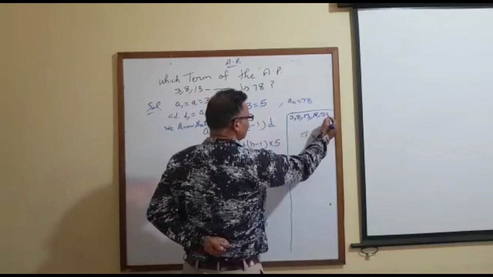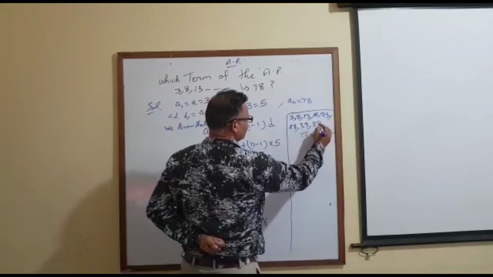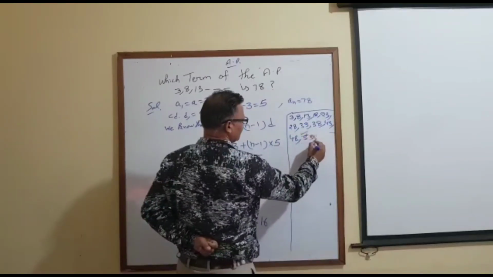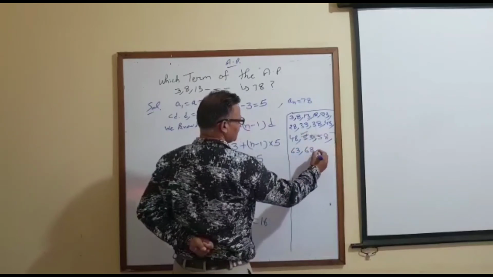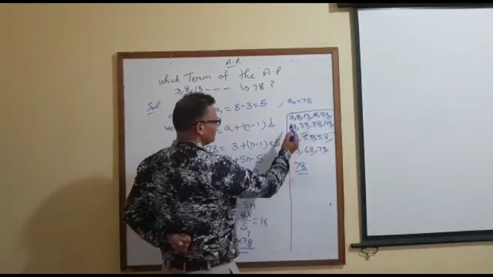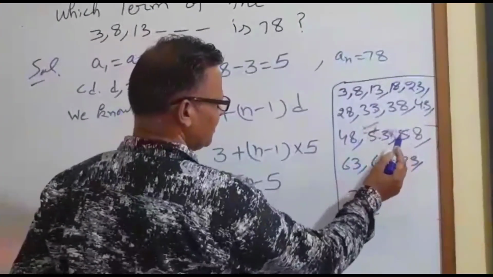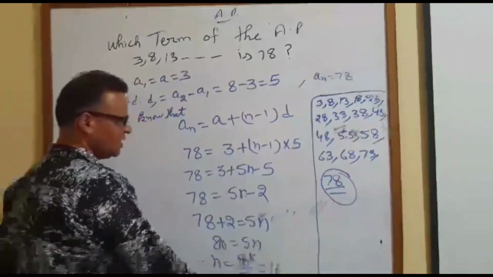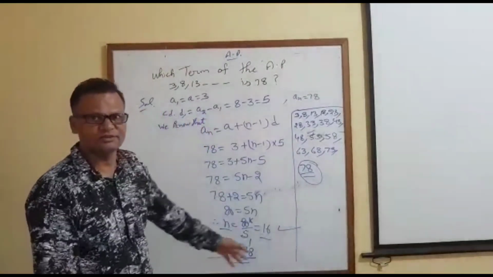18, 23, 28, 33, 38, 43, 48, 53, 58, 63, 68, 73 and 78. So note it, 1, 2, 3, up to 16. So the 16th term is 78. So here we get n is 16, and our sum is correct. Like this you can check your sum also.